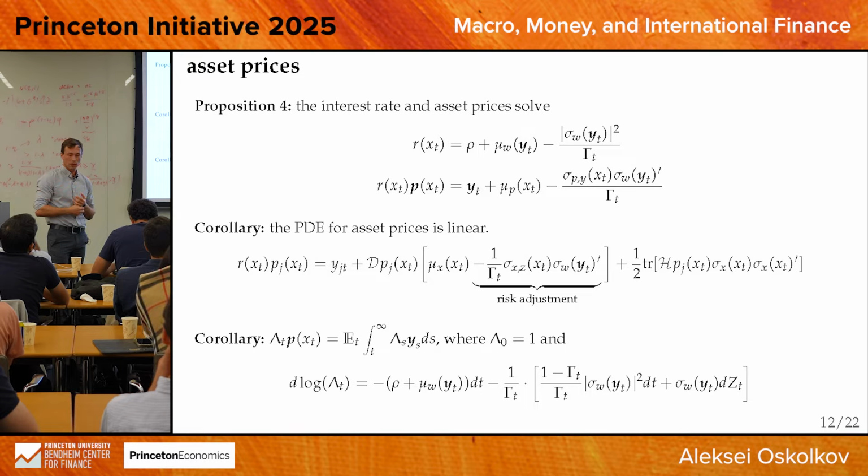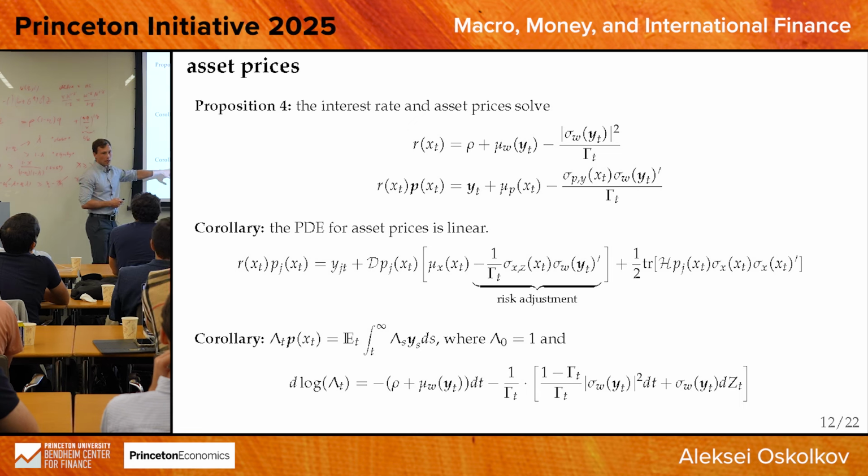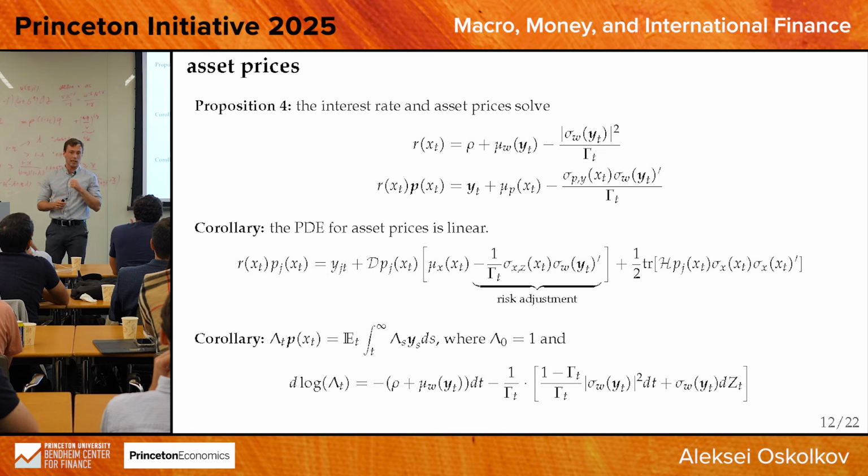The fact that it's linear depends on markets being completely integrated and the value-at-risk constraints here. Another corollary is if you're into asset pricing, you might want to use this formula for computing the asset price as an expected discounted stream of future dividends.